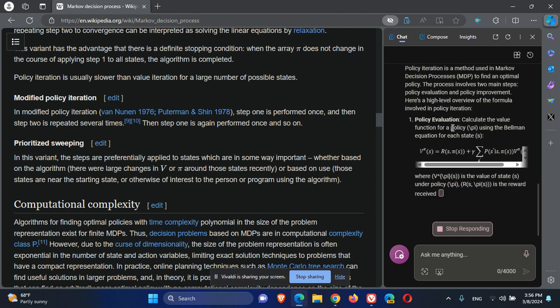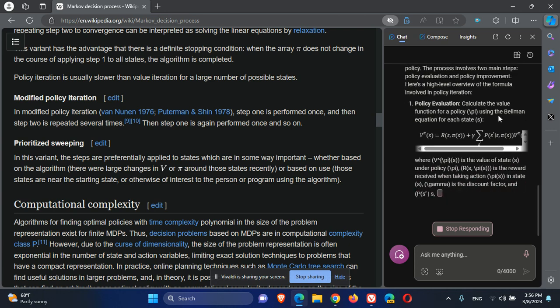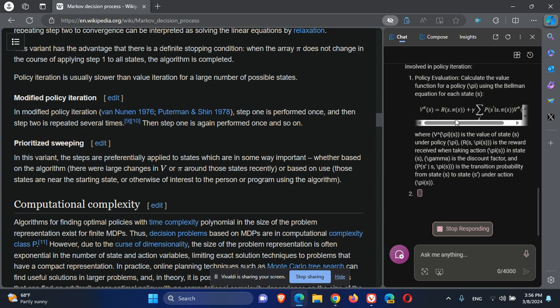Policy evaluation. Calculate the value function for policy pi using the Bellman equation for each state.